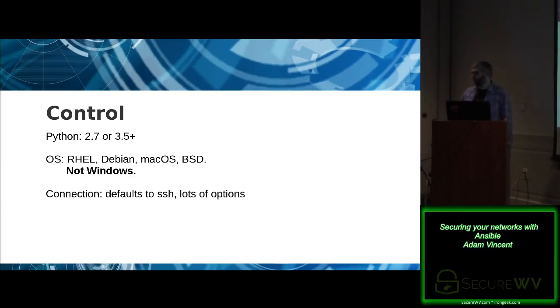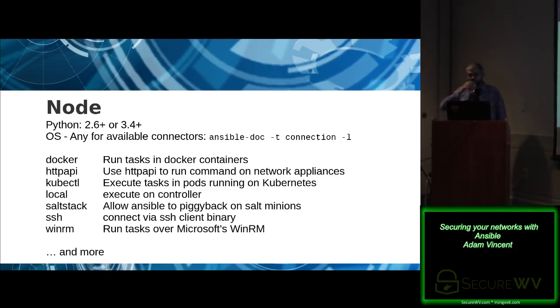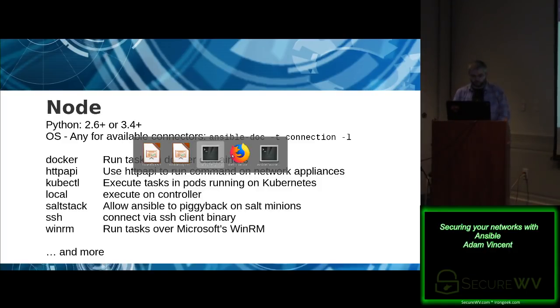For the connection, again, it defaults to SSH, but we have a whole lot of options we will explore in just a second. For each one of the nodes, you have to have Python installed again, but we have a little bit looser requirements. We only need Python 2.6 or Python 3.4. And it should be really quick.